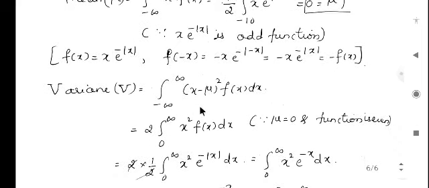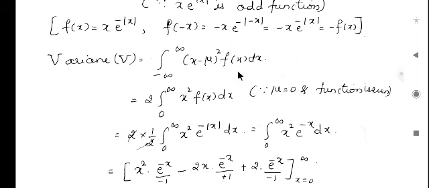Next, variance v is given by this definition. Let us simplify. Now mu is 0 here. So this is x square f of x. Now again f of x is y naught, and y naught is 1 by 2, then e raised to minus modulus of x, now from minus infinity to plus infinity. Now if you see this function x square f of x, this is going to be an even function. So we can write it as 2 times 0 to infinity.